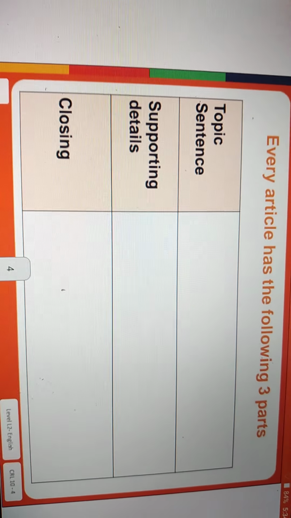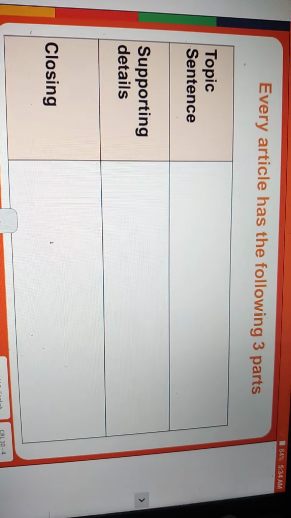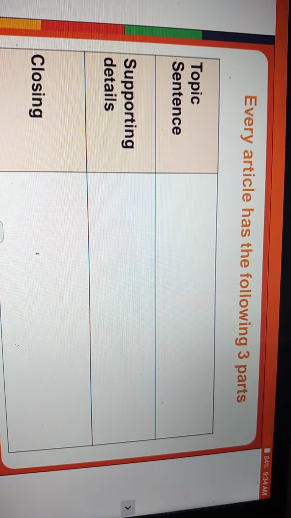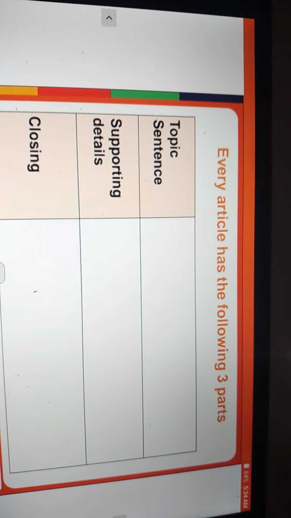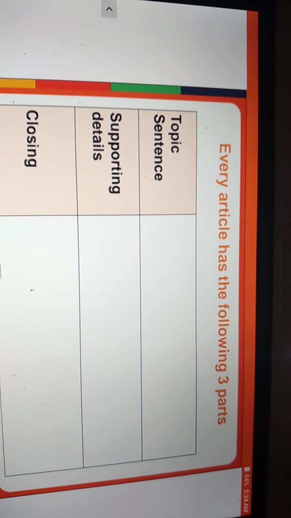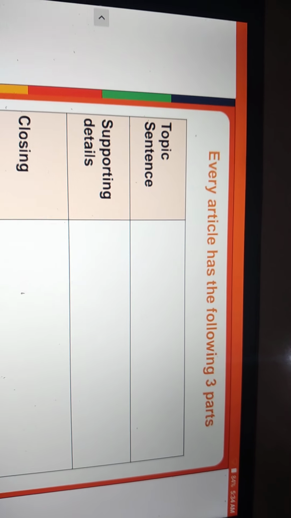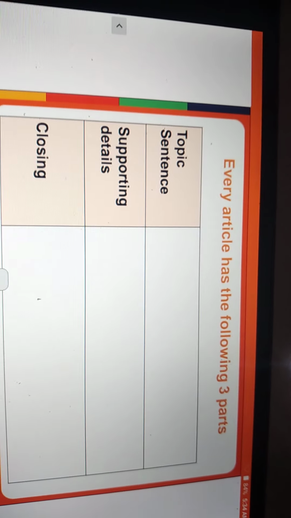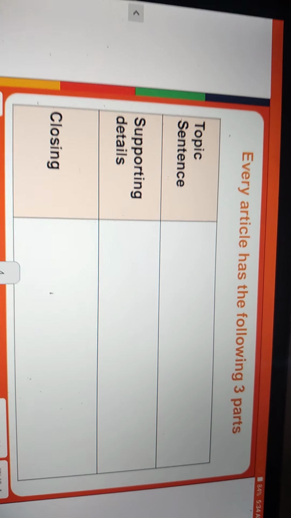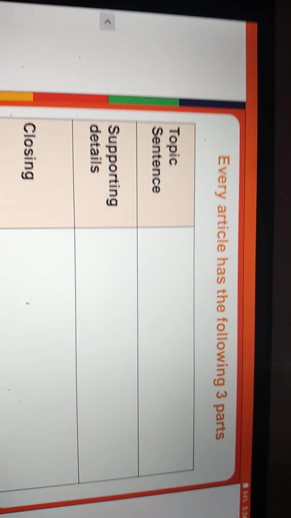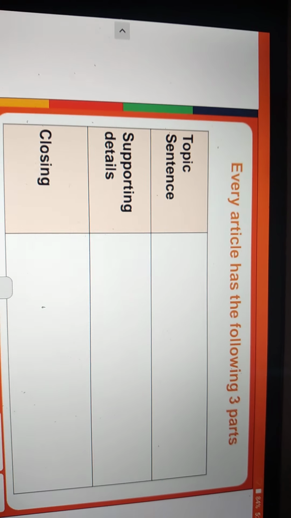Children, now all of you take your notebook and draw this table: topic sentence, supporting details and closing. Have you all drawn?